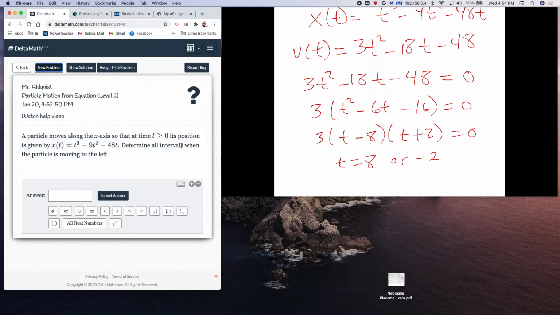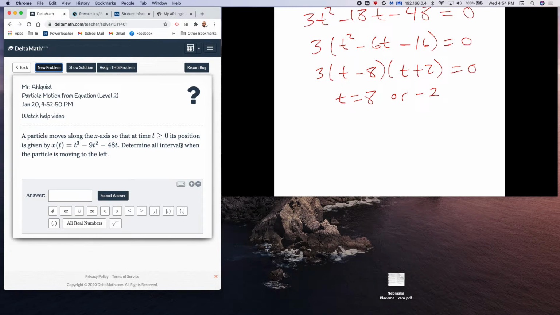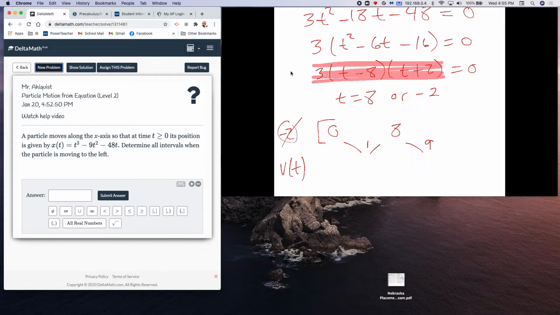We don't have to account for negative 2, right? So we only have to account for in between 0 and 8 and greater than 8. We get to include 0, because over here at negative 2, we don't have to worry about that one, because notice up here it says t is greater than 0. So now we just have to check the sign of velocity. We'll check 1 here and 9 here. I think the easiest thing is to check the velocity on that highlighted part.